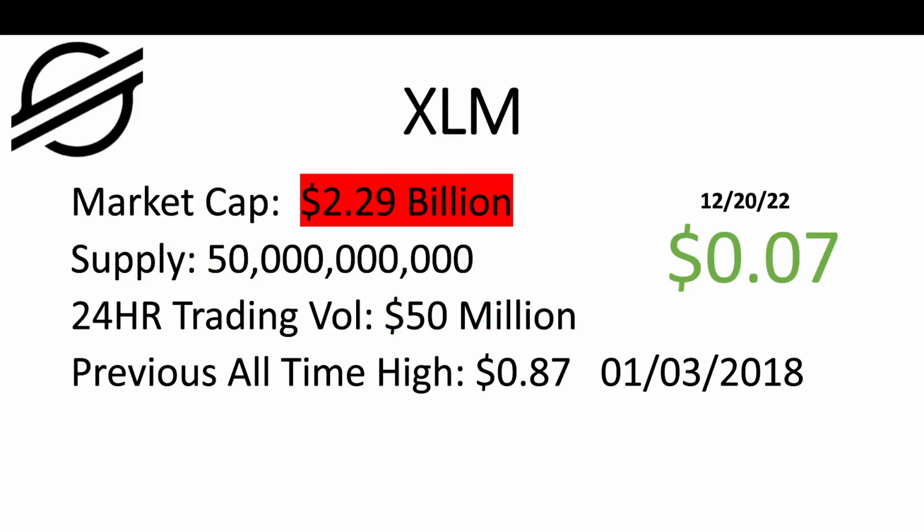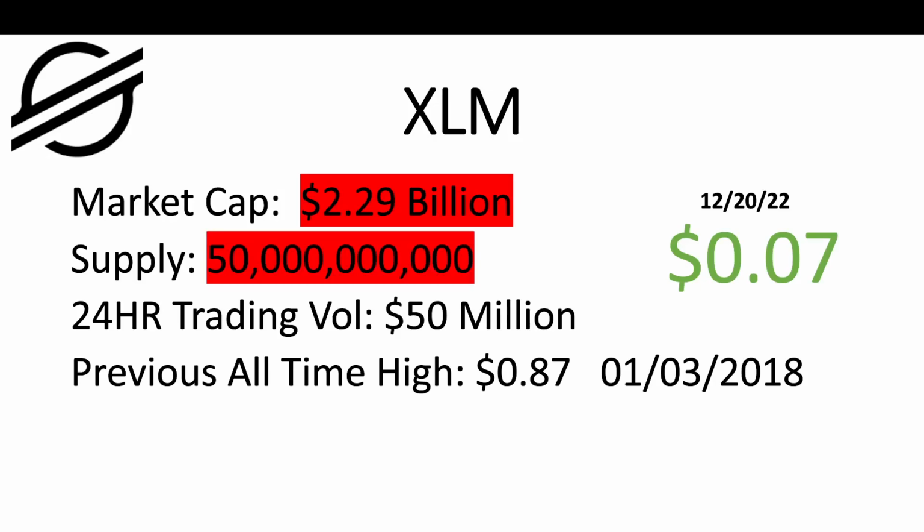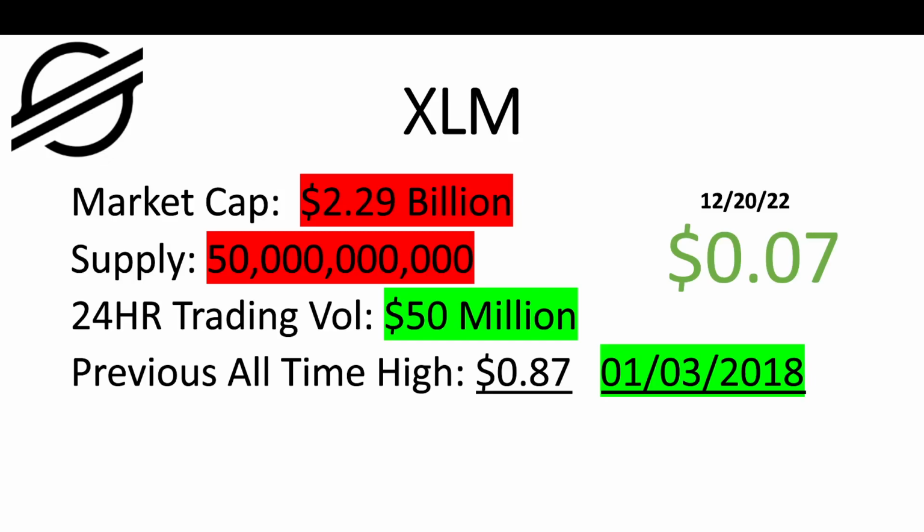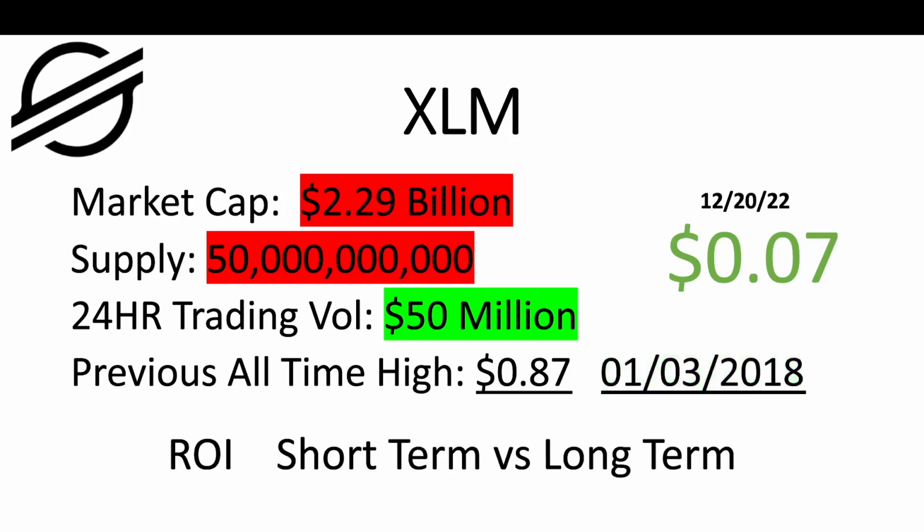XLM, not liking that it's over 2 billion. 50 billion supply is, again, fine, but we're dealing with hundreds of thousands of banks and a lot of transactions. So this is why the supply is so high with a lot of these coins. Trading volume is great. Last time was 87 cents all-time high in 2018, which is very nice to know. Return on investment, again, same thing. Short term, $1,000 would flip to almost 11.5. And long term, using the same number as Ripple with its all-time high, just rounded up to $4, that would be about $53,000. Who knows? Can you see that going to $4?